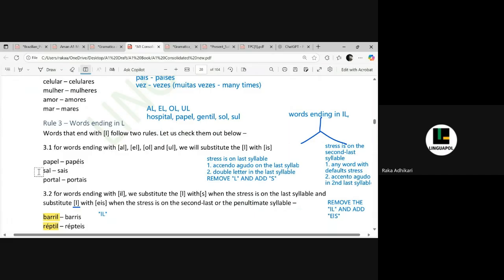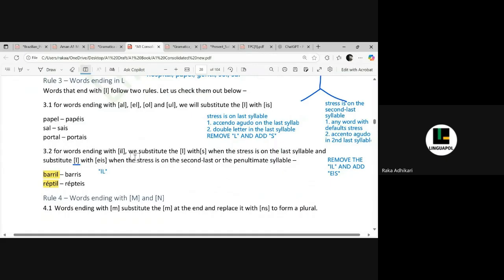So for example, sau becomes saish. Sal or sau means salt. In plural, it becomes saish. Portau. Portau means portal. It becomes portaish. So what we are doing here is just removing the letter L and adding IS.